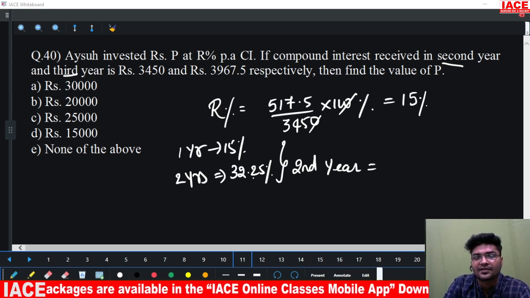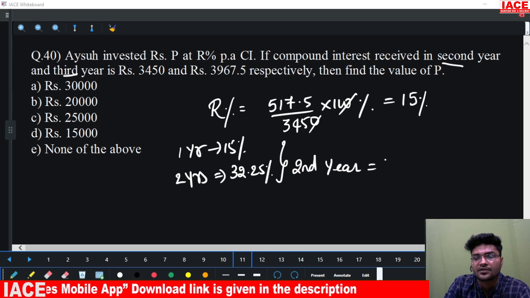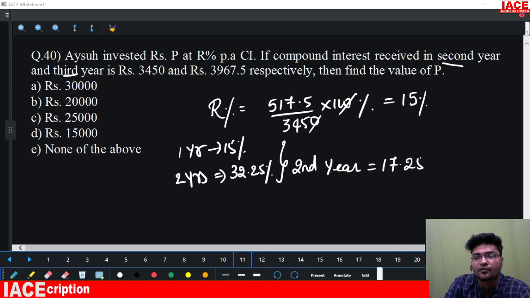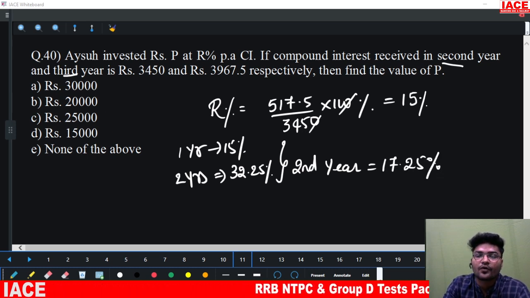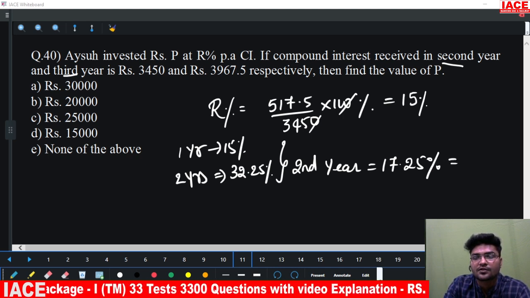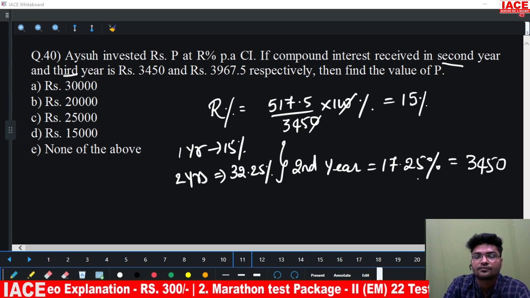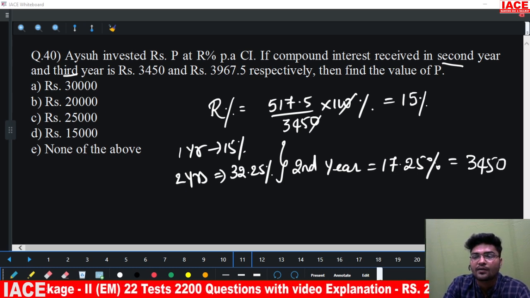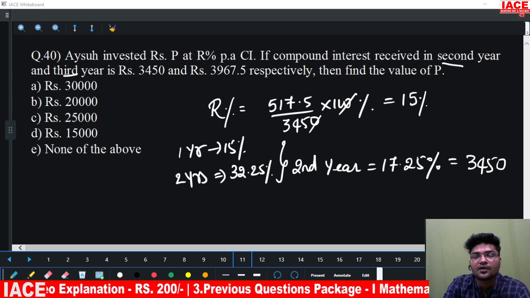That means 32.25 minus 15. How much is this? This is 17.25 percentage. 17.25 percentage will be for the second year. That is given to us as 3450. 17.25, if I double, how much will I get? 34.50. So this is just double.